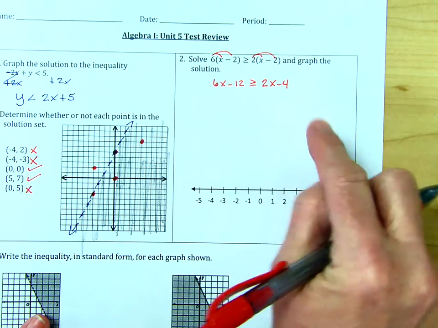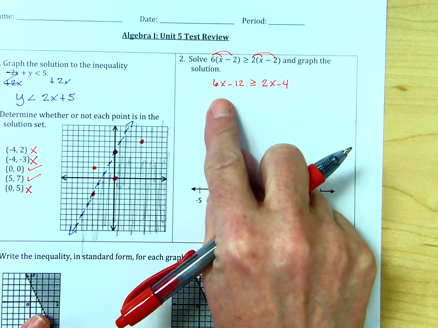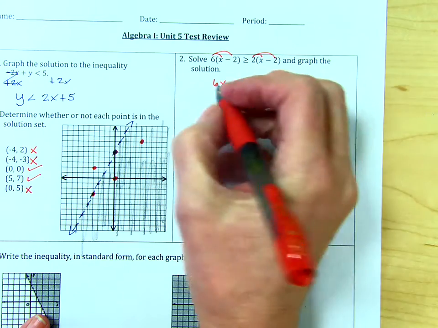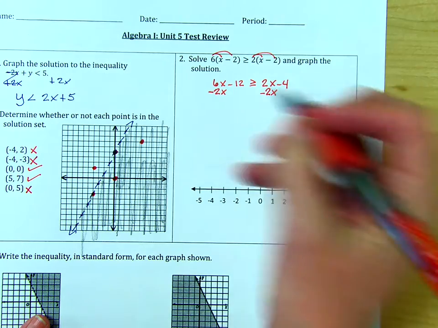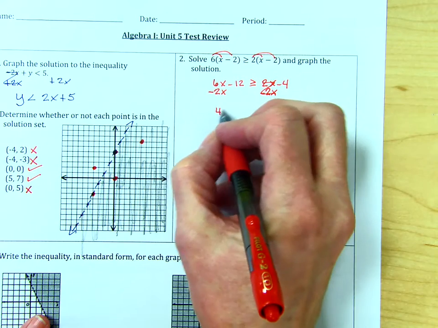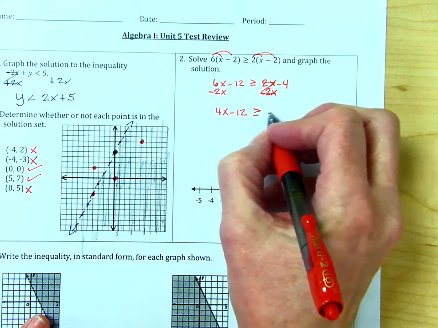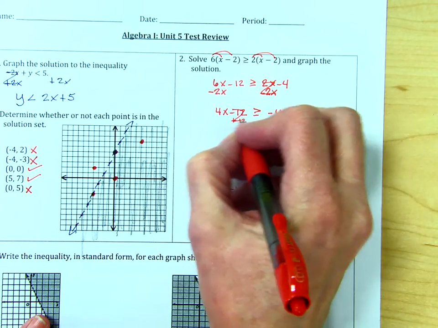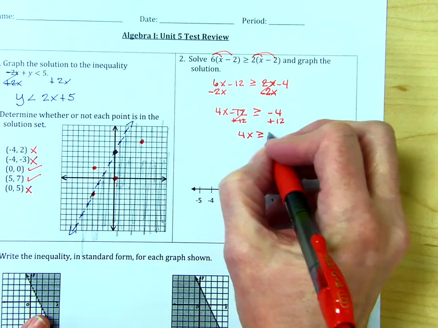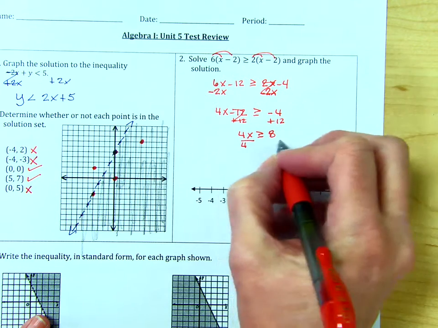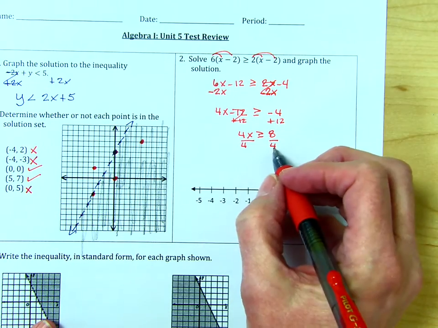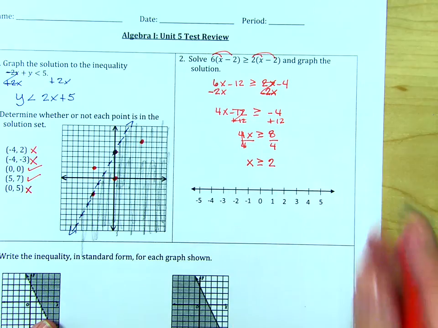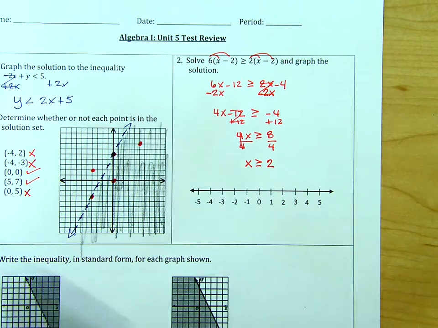We'll look on the right-hand side because I want my variable to be on the left-hand side when I'm solving an inequality. So I'll go ahead and get rid of this x term over here by subtracting 2x from both sides. These zero out. We end up with 4x minus 12 is greater than or equal to negative 4. Add 12 to both sides. So we have 4x is greater than or equal to 8. Divide by 4. Now we are dividing by a positive number, so we don't have to make any changes. We just need to simplify, and we get x is greater than or equal to 2.